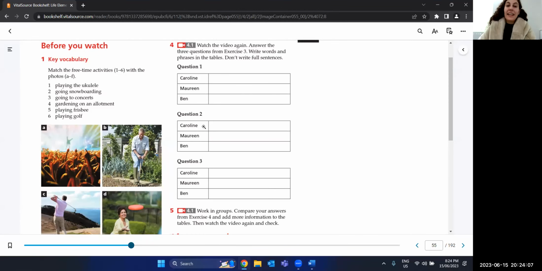Snowboarding and disc golf. Now, how often does Caroline play the ukulele? Every day, 10 to 15 minutes. So we're talking about time. Every day is time and 10 to 15 minutes is time. Maureen? Quite often. Yes, and in summer, less often. So more in spring because she has to plant, and then in summer, less often. And in autumn, less often again.